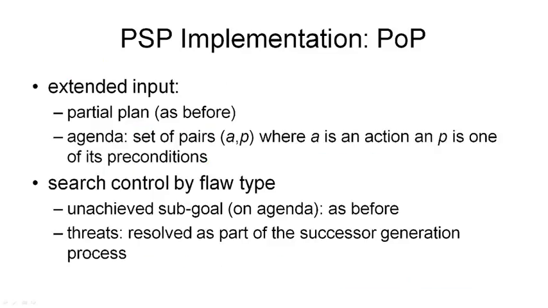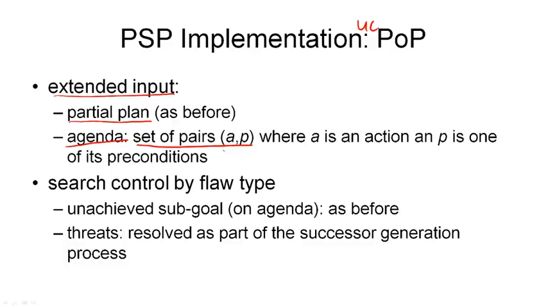The input to the PoP planner, to be more specific, looks slightly different from what we've seen so far. We have an extended input that takes a partial plan as input. That is the same initial plan we've seen before. And the second component it takes as input is an agenda of things that still need to be done. This is a set of pairs of actions and preconditions of these actions. So these are all the open goal flaws that exist in the current partial plan. Initially, that is of course all the preconditions of the goal dummy action.